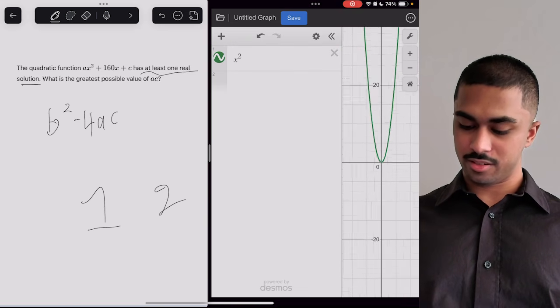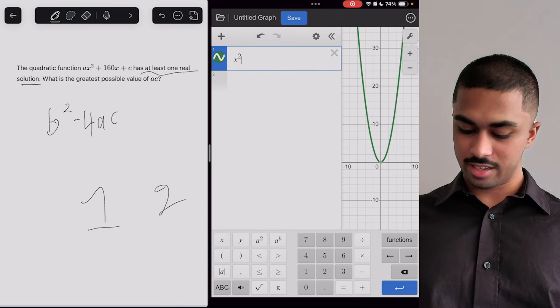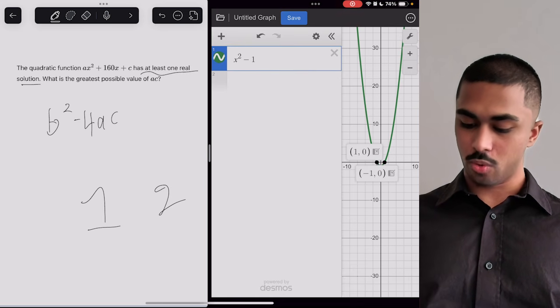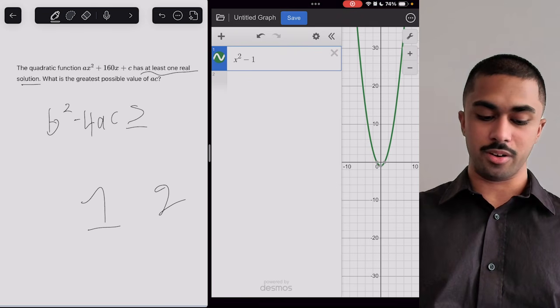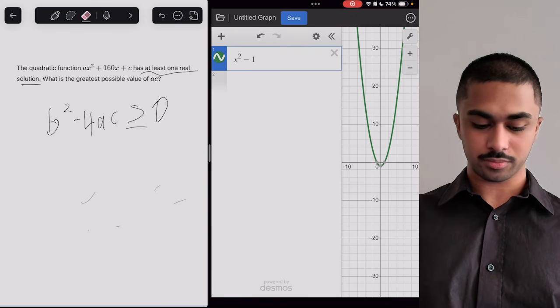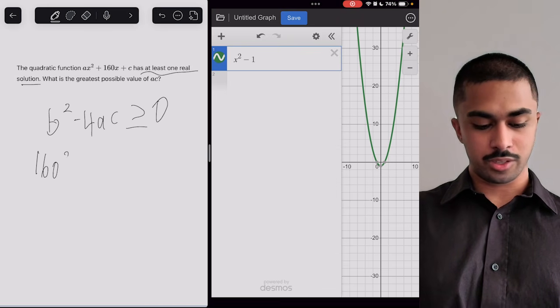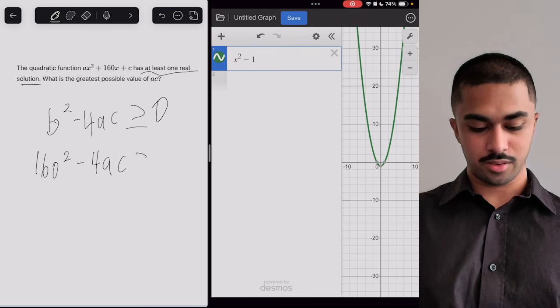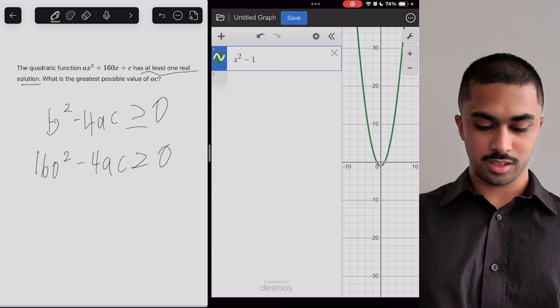And if it says the parabola can have at least one real solution, then it can either be this or 2 solutions like this. So it has to be greater than or equal to 0, because it can be both. So then we start plugging in everything. We're only looking for the greatest possible value of AC.